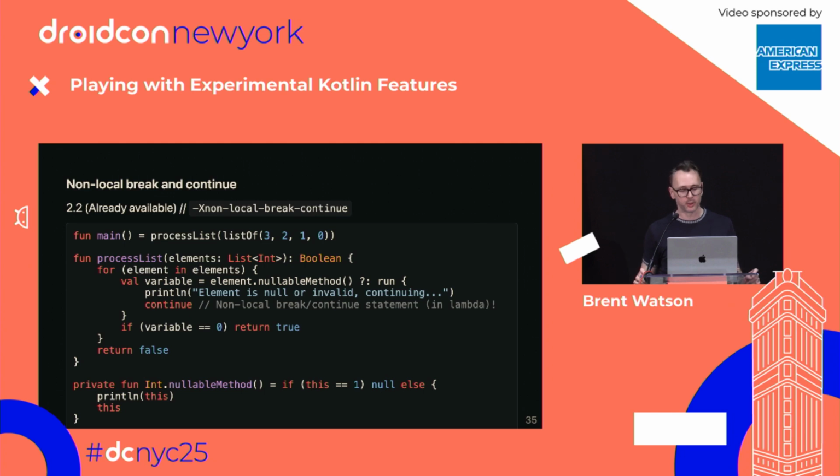However, in 2.1, without this -x non-local break and continue flag, this won't compile. And the reason is we're in a run lambda. You can see two lines up where we have a question mark, colon, like Elvis operator, run. So run is a lambda. So you don't actually know what the scope of that lambda is. It could be passed around. So because of that, Kotlin wouldn't let you do a continue from within these.